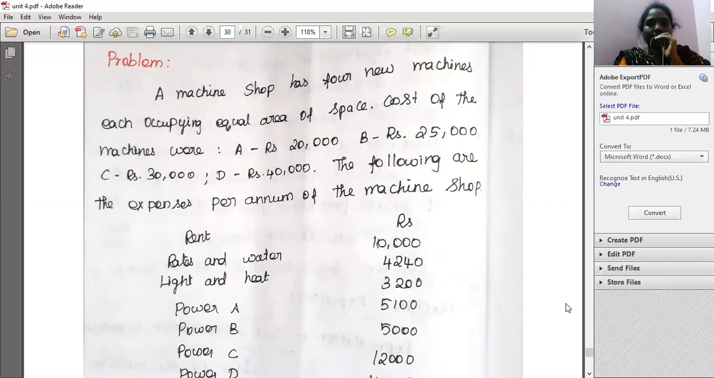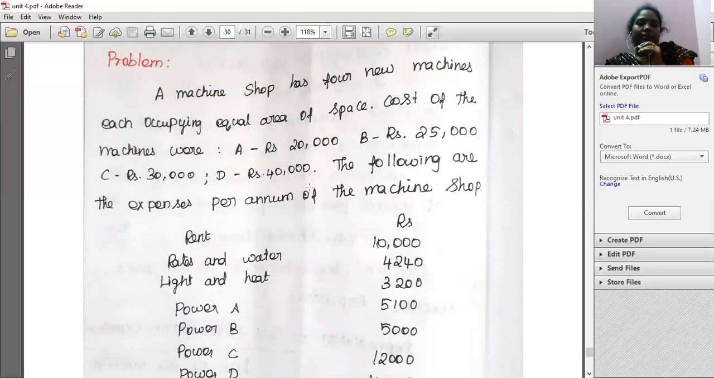Cost of the machines were A 20,000, B 25,000, C 30,000, D 40,000. The following are the expenses per annum of the machine shop. These are the expenses machine-wise. There are four machines. They occupy equal space, so all are distributed in an equal manner.